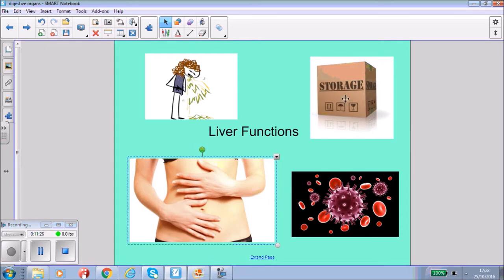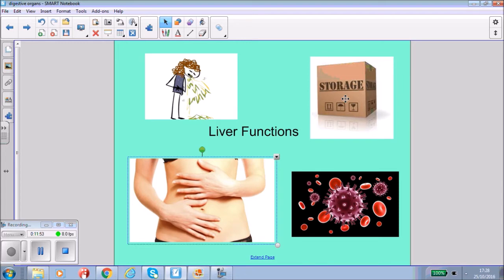The second really important function of the liver is storage. We don't necessarily need all the nutrition that we get from our food at the time when we receive it. We need somewhere where we can store it for a time when we need it. So for example, you can have a large meal and then go straight to bed. You might feel a little bit uncomfortable, but you could just go straight to bed. You don't want to just lose all that nutrition.